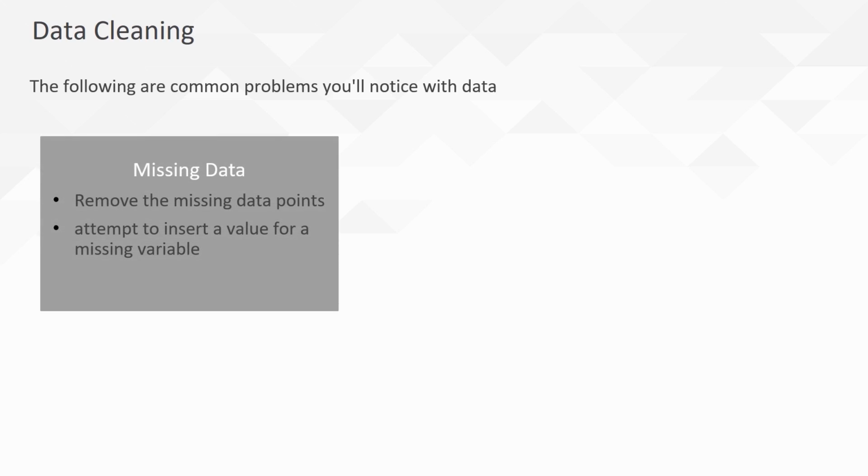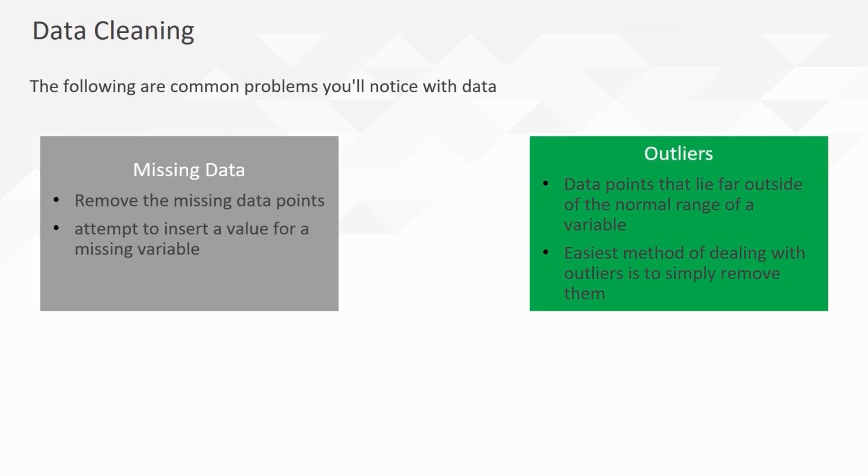Data could be missing. The easiest way to deal with missing data is to just remove those data points that are missing some data if it makes sense to do so. Otherwise, you can attempt to insert a value for a missing variable based on the average or median of the other data points. Outliers could be present.